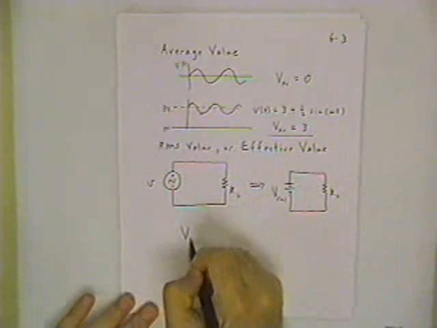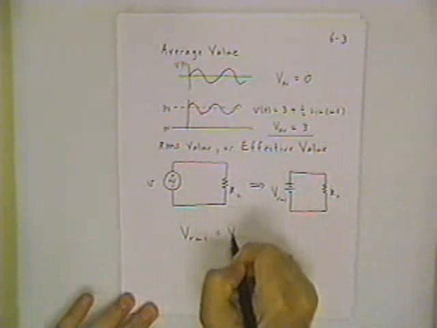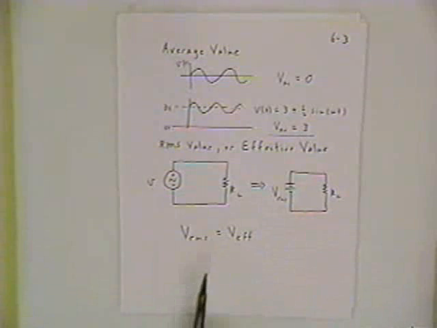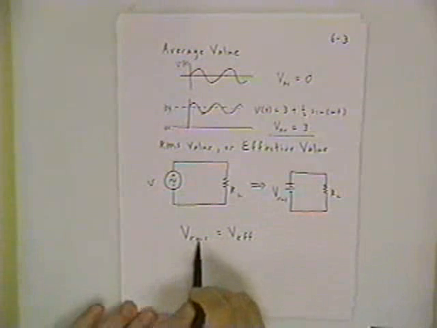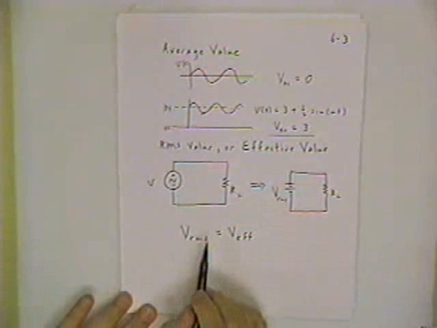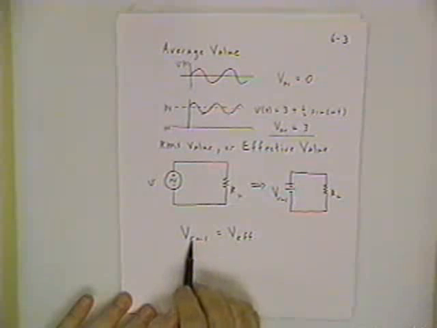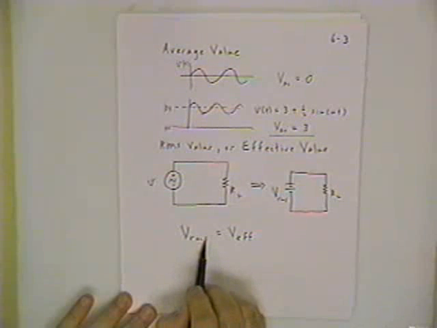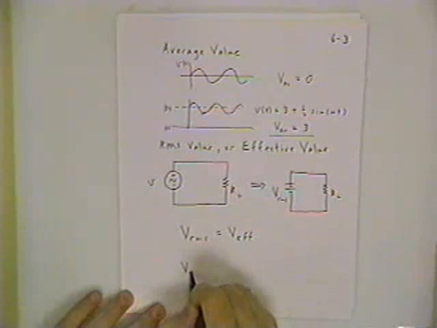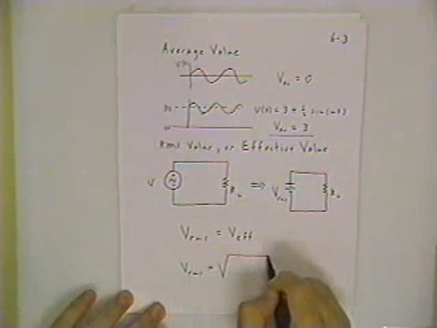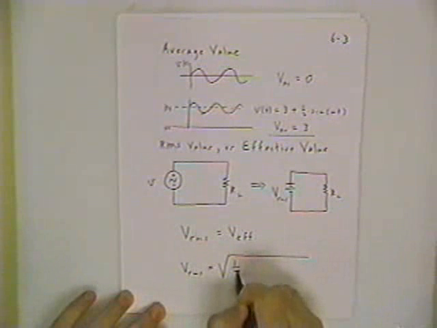So if you're looking for VRMS or V effective, they are the same number. Now, the way you calculate the V effective is suggested by the alternate name. RMS stands for root mean square. What you do is you take the square root of the mean value of the squared quantity. So that's the definition of VRMS. It's a little on the elaborate side, but there's a simple equivalent version of this.